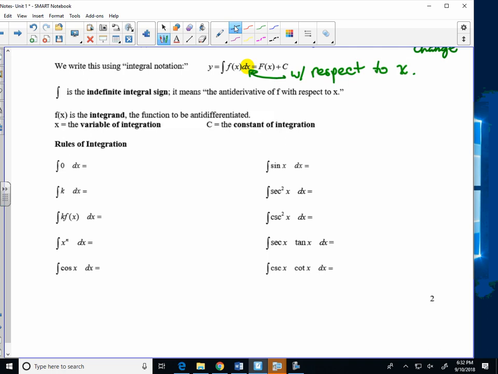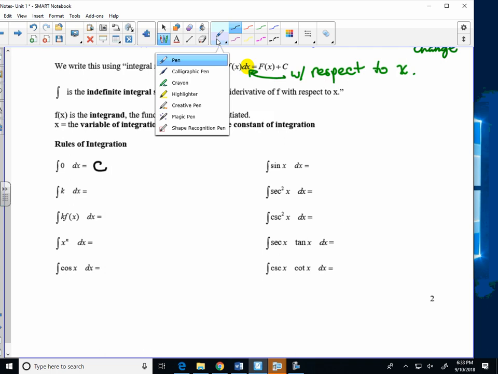So does anybody know what the antiderivative of the number 0 is? C, yeah. Yeah, it's some constant. Any constant will differentiate down to 0. And again, if you're a little iffy on the concept of an antiderivative, just think about the answer having the derivative that is the integrand.